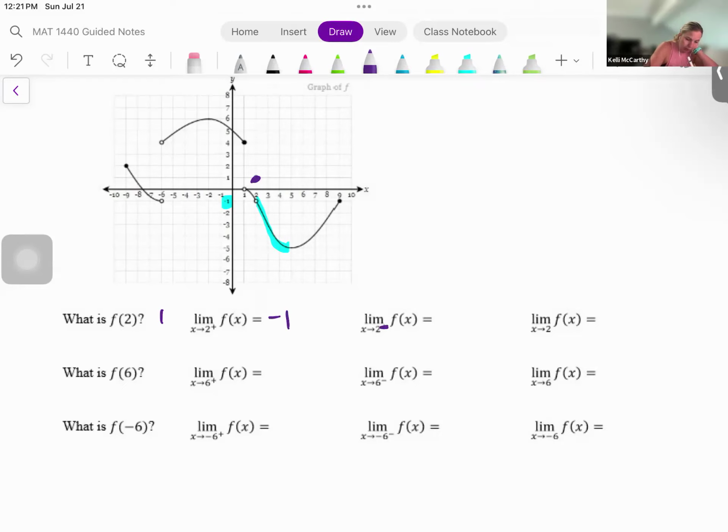Now let's look at approaching 2 from the left. Approaching 2 from the left, there's just that little segment, but it looks like it's also approaching -1. So the limit as x approaches 2 is -1.